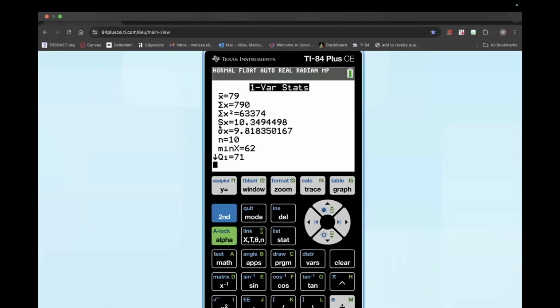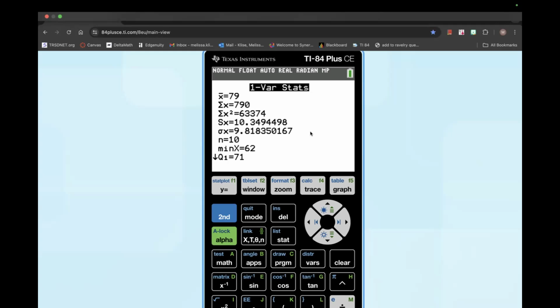So now that we've calculated a sample standard deviation, I will tell you this SX right here is sample standard deviation. The sigma X is your population standard deviation. SX is sample standard deviation. I highly recommend writing those down. Could you repeat that one more time? Sigma X right here is your population standard deviation. SX is your sample standard deviation.